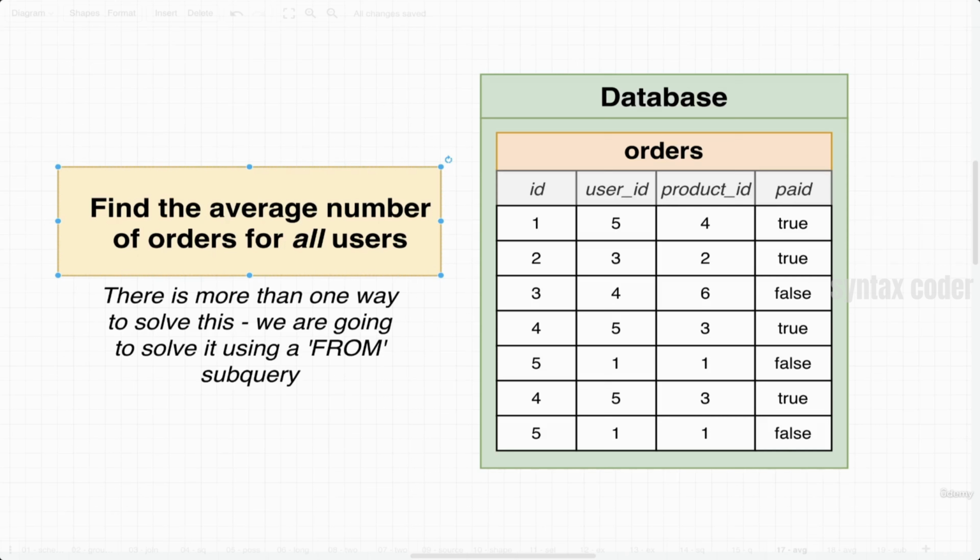Let's take a look at why we would ever use a subquery inside of a from clause anyways. In this video, to understand why we would do that, we're going to try to solve a little query or a little question. I want to try to find the average number of orders for all users. That essentially would be the total number of orders divided by the total number of users.